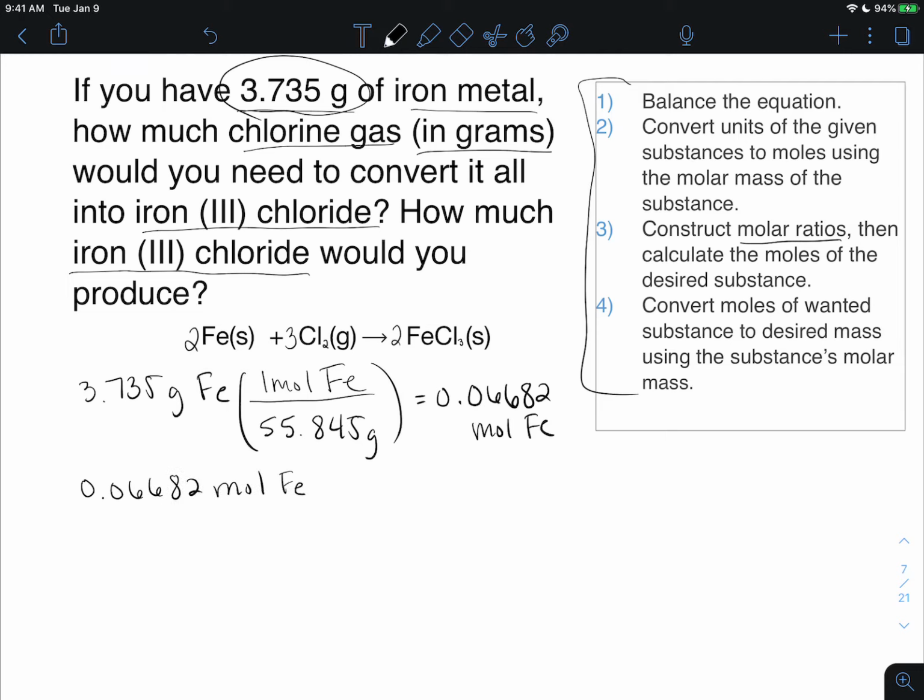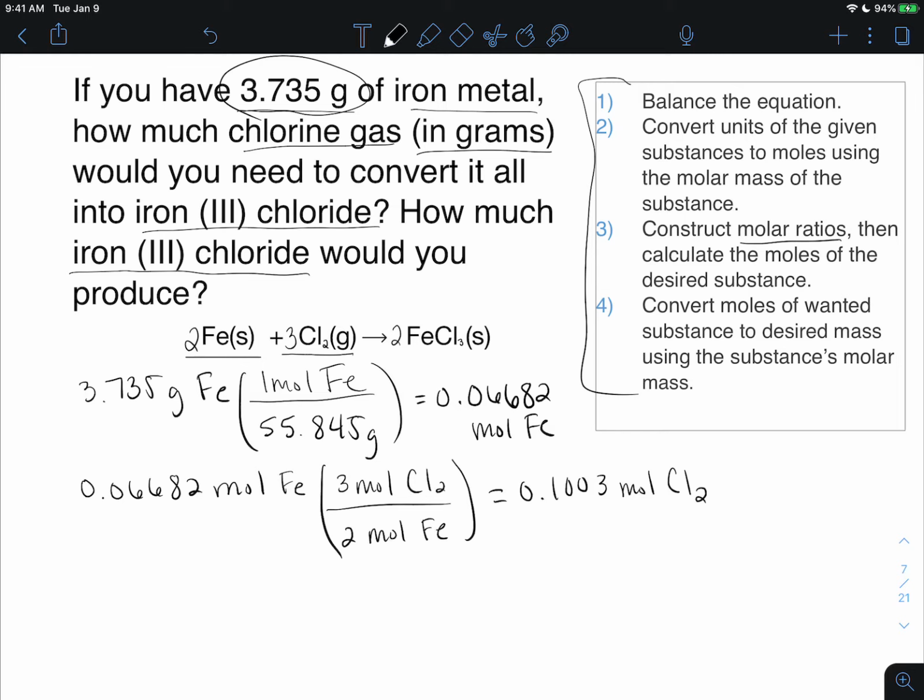So from our balanced equation, we see that for every 2 moles of iron, we need 3 moles of chlorine. So we're going to put 2 moles of iron on the bottom, so we cancel out our iron, and our 3 moles of chlorine on the top. So we're going to divide by 2 times by 3, and this gives us 0.1003 moles of chlorine.